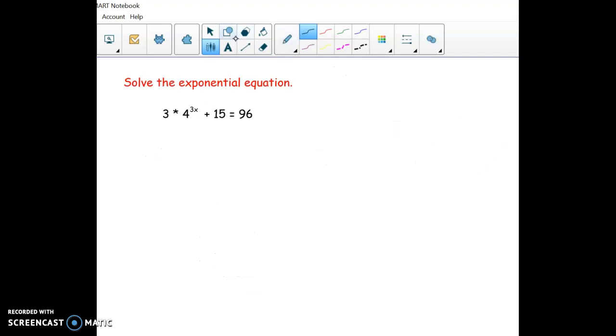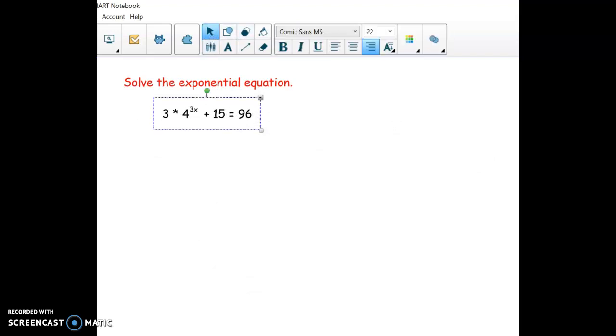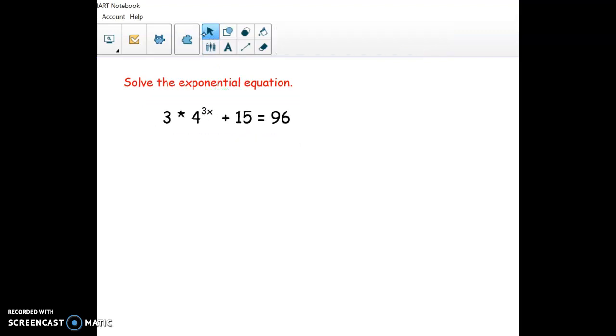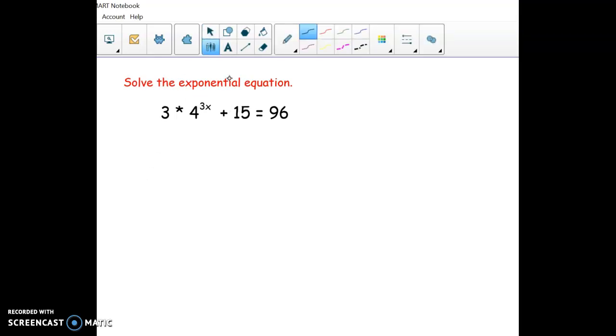This one is an exponential, right? So eventually we're going to be switching it to log. Pause the video, give it a shot. We've got to isolate this first. Here's our base and exponent. So this is what we've got to get alone before we switch forms.